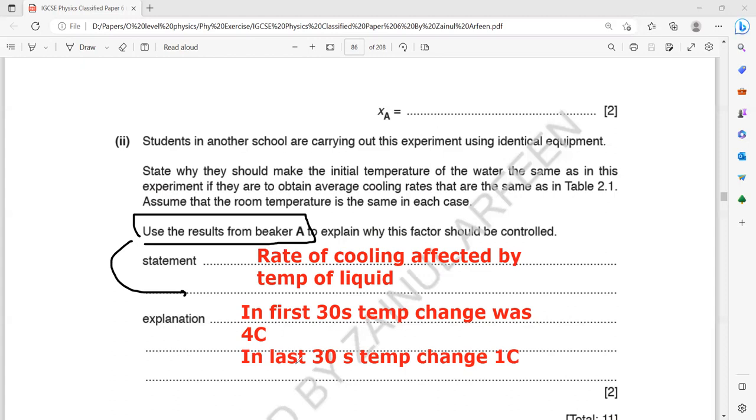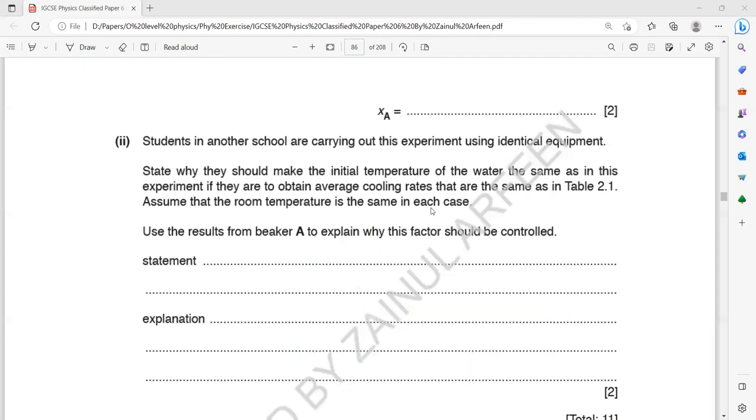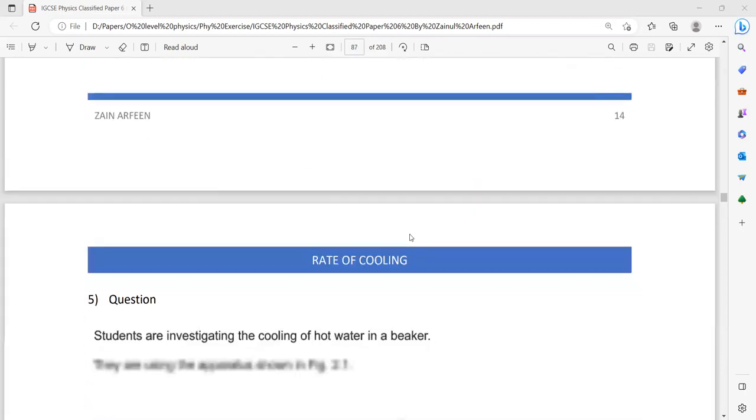Can we write higher temperature part? Yes, you can mention that. Higher temperature, higher rate of cooling, or rate of cooling is proportional to temperature. That you can mention. How to write a statement is not an issue, but the explanation, you should always justify the statement with reference to the results.